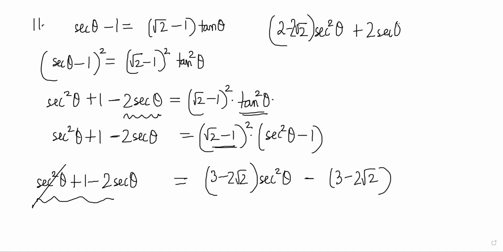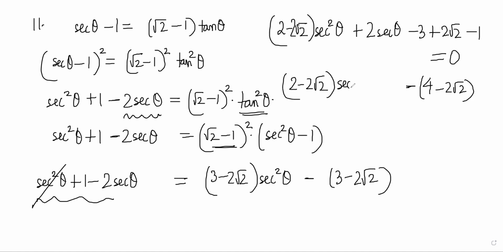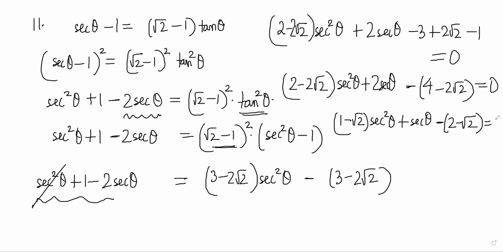Plus 2 sec theta. And the 1 will get removed. So you have minus 3 plus 2 root 2 and minus 1, right? Yes, sir. This is becoming minus 4 plus 2 root 2. Minus 2 root 2 sec square theta plus 2 sec theta and this equals 0. The 2 can get cancelled. You have 1 minus root 2 sec square theta plus sec theta minus 2 minus root 2 equals 0, right?